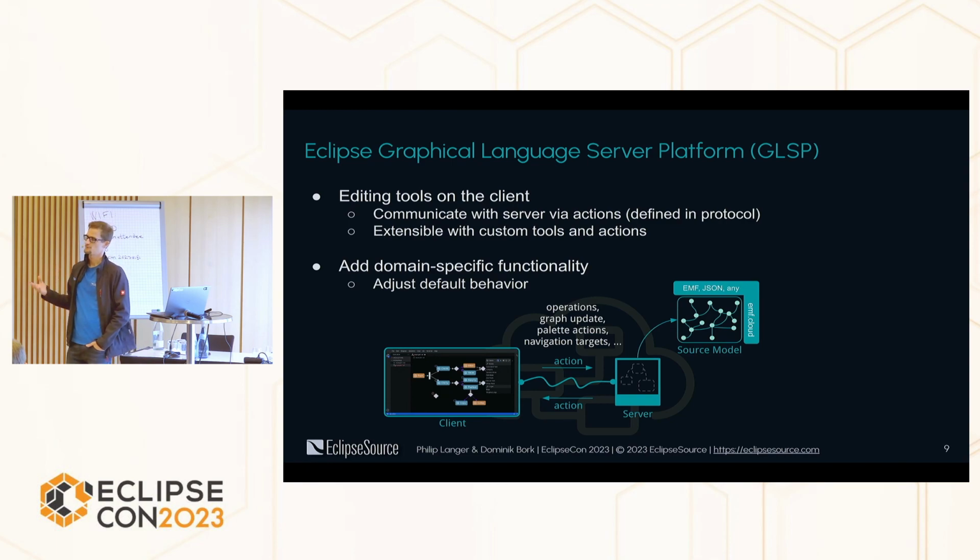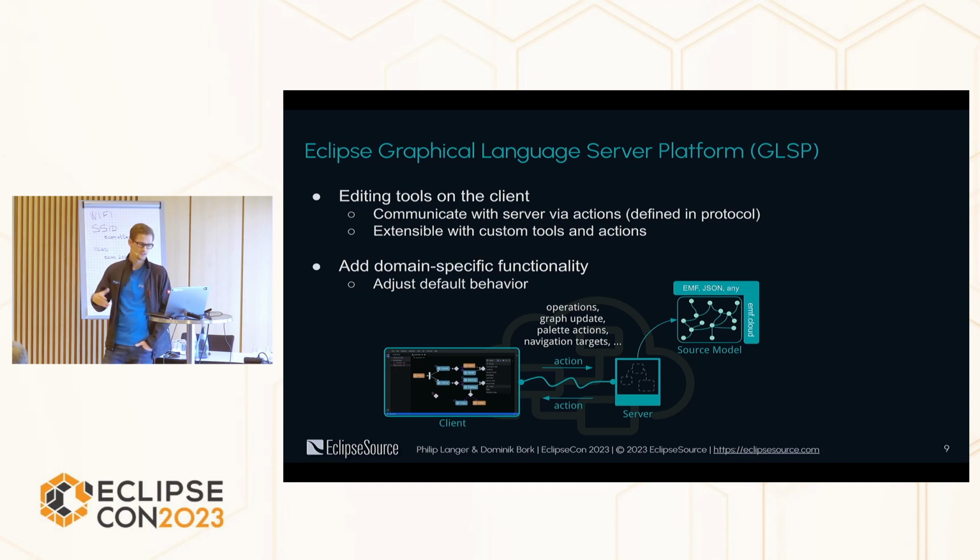So the flow would be: if you create an element here in the client, this editing tool will send an action, a request for change, to the server. The server would manipulate the source model directly, your format, and would then regenerate the graph model and send a graph update to the client so that your change is also visible in your client.